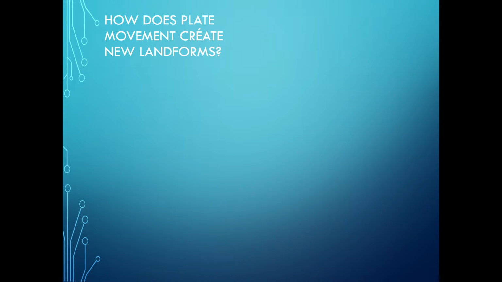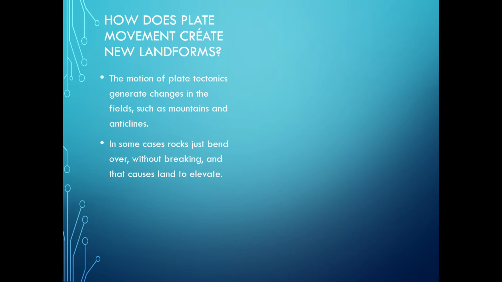We're going to start by answering a question, which is, how does plate movement create new landforms? Remember that plate tectonics are always in motion. Even though we cannot see it with our naked eyes, they are always moving. So the motion of plate tectonics generates changes in the land, such as mountains and anticlines. We have already studied that plate tectonics can diverge, converge, or transform. And whenever we expose land to those changes in the plate tectonics, it is possible to create mountains or anticlines.